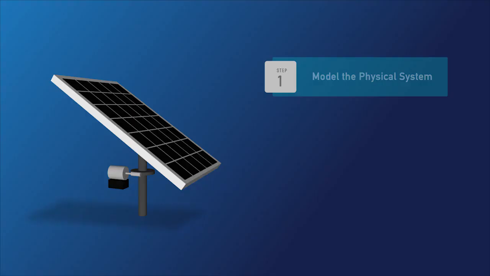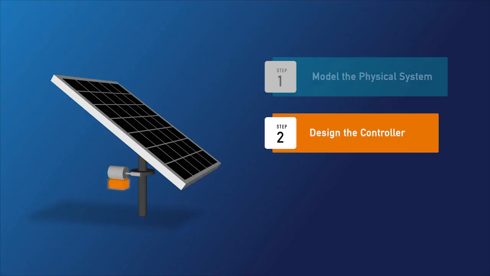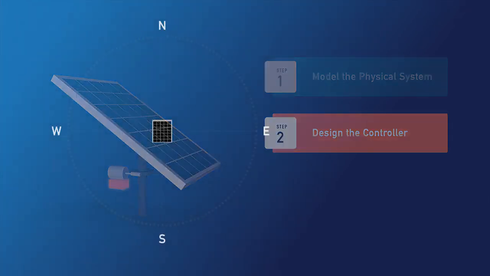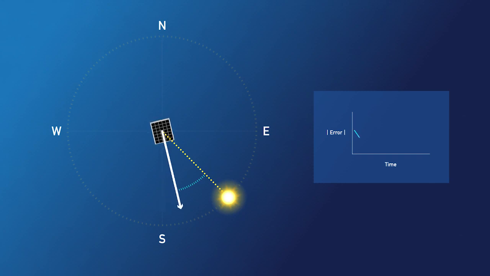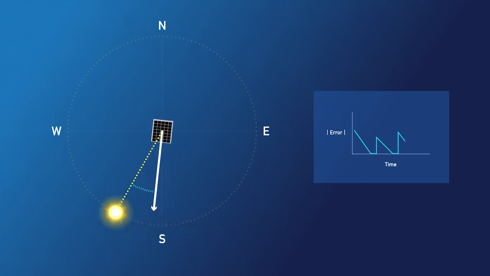Okay, we've modeled the panel and the motor. Now we need a controller to set the correct voltage so that the panel tracks the sun. From our model, we know where the panel is pointing, and let's say the sun is over here. We want the panel pointing at the sun, so the difference is the error. We'll add a controller that applies a voltage to the motor to make that error as small as possible. And if the sun moves, the controller will react accordingly to keep the panel pointing at the sun.